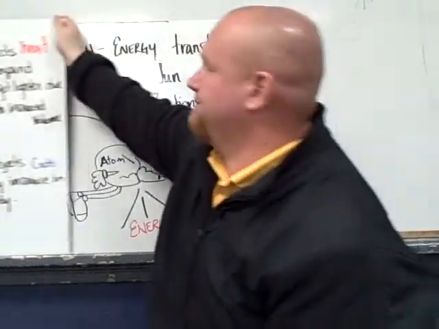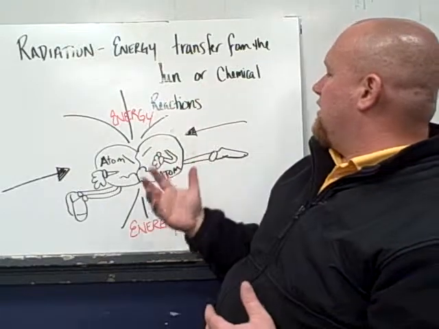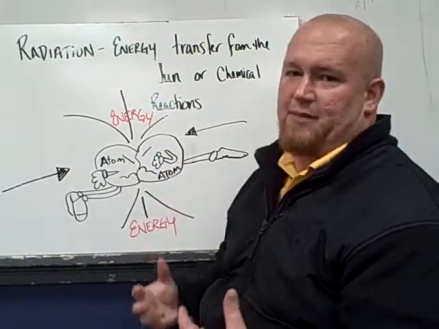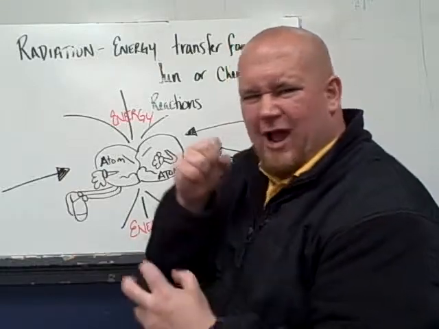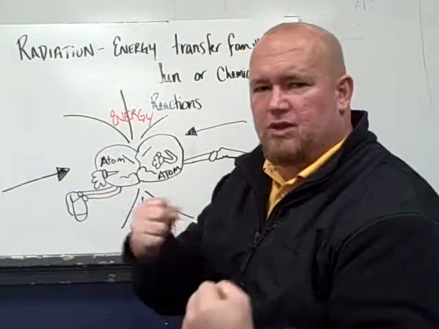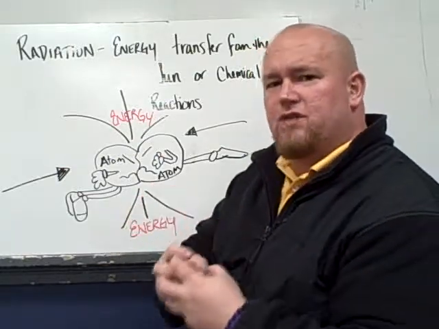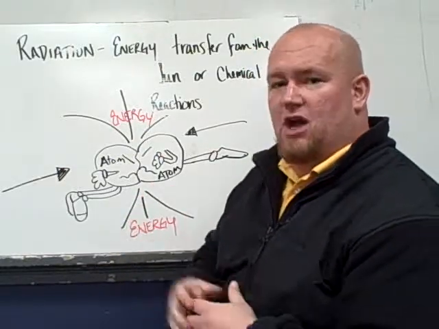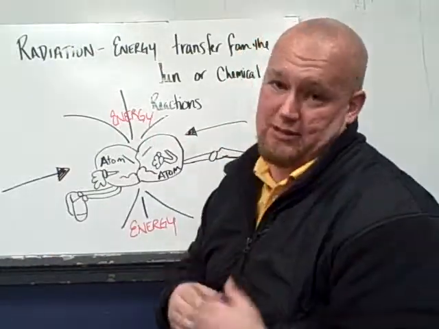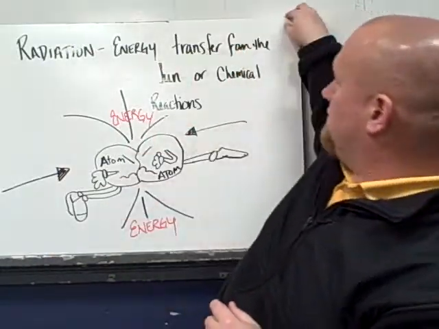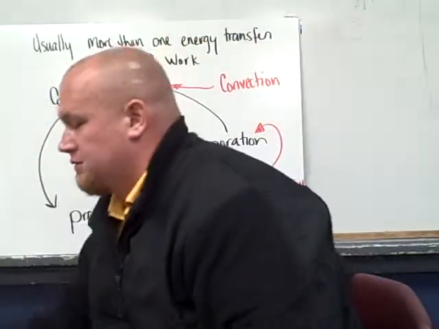This is my favorite one. Radiation. Radiation is energy transfer from the sun or chemical reactions, and really what happens is that inside of the sun or inside of other stars, all these little atoms and molecules are spinning around so fast that when they collide with each other, the explosion of energy that is released is passed off as radiation through space that later lands down on my tanned face. We're just going to do that with this one.